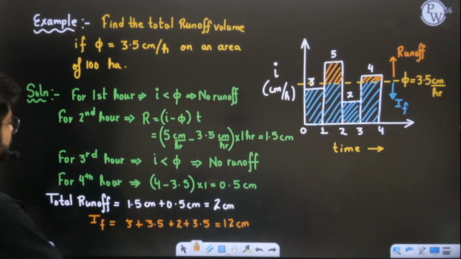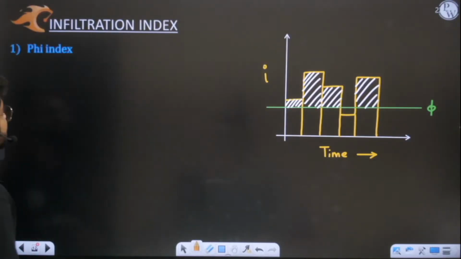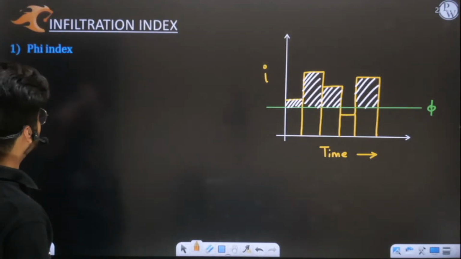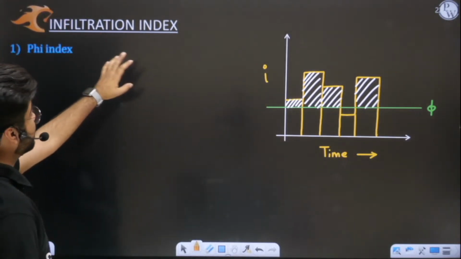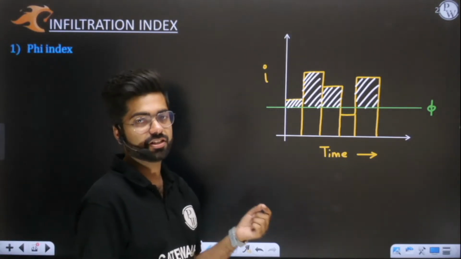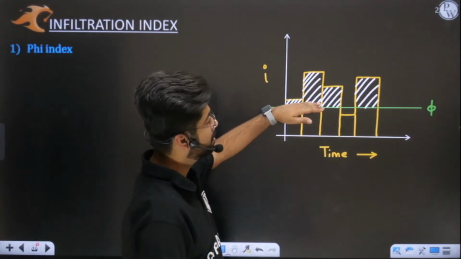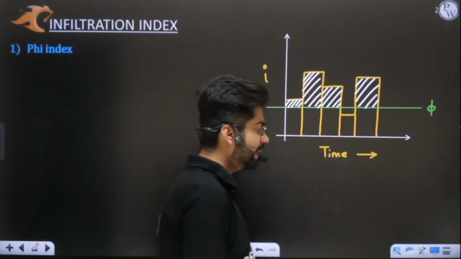So I hope with the help of this example, what phi index is exactly is clear to you. So basically, sir, you are saying that phi index is representing average. It is a kind of average infiltration index which denotes segregation between runoff volume and infiltration volume. Okay, so let me write down the basic definition.